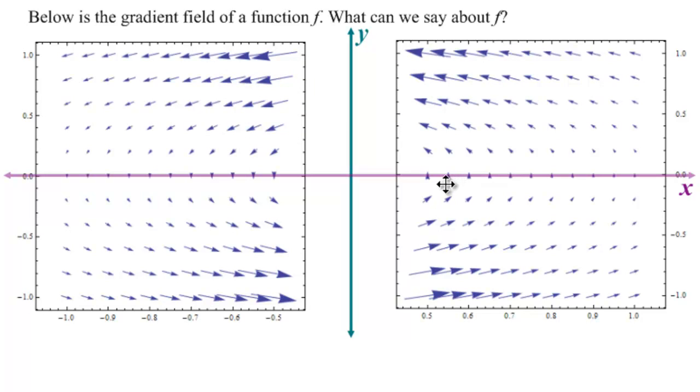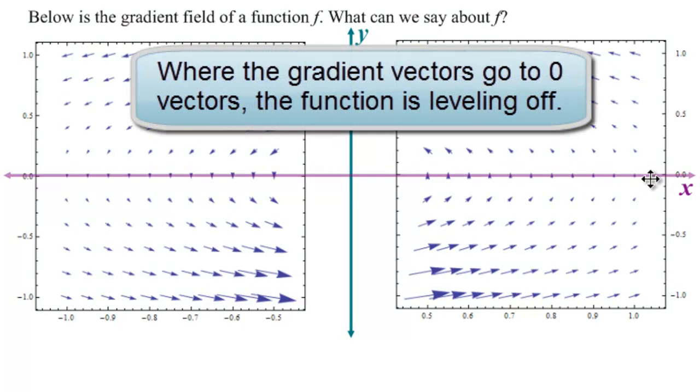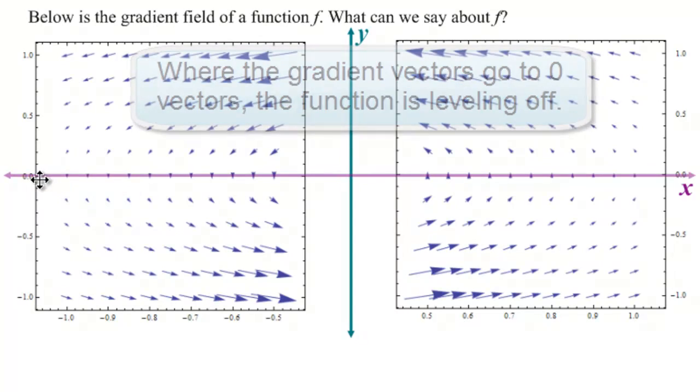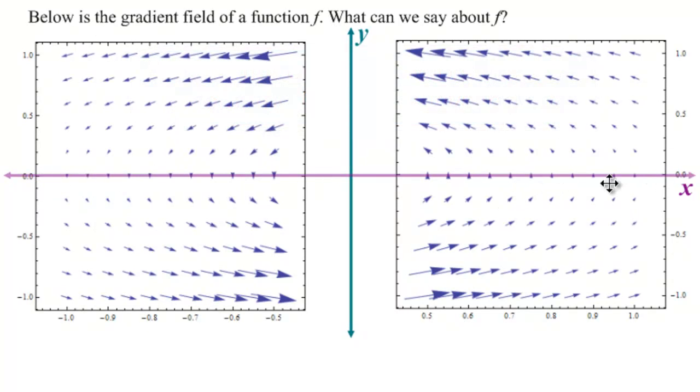Second thing we notice is that they are going to zero here. So the function is probably asymptoting out here. It's stopping growing, right? And the same thing on this side. It's asymptoting out. It's leveling out. So these two places are leveling out towards x equal to minus infinity and x towards plus infinity. Now, let's look at these arrows.